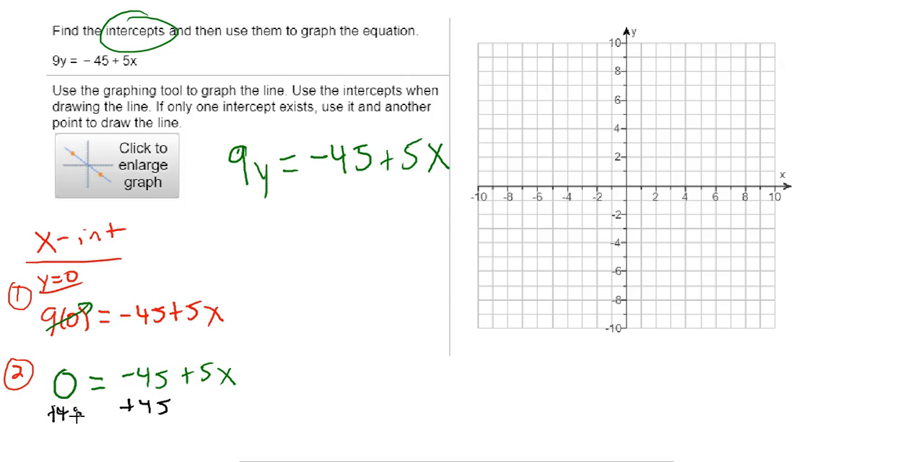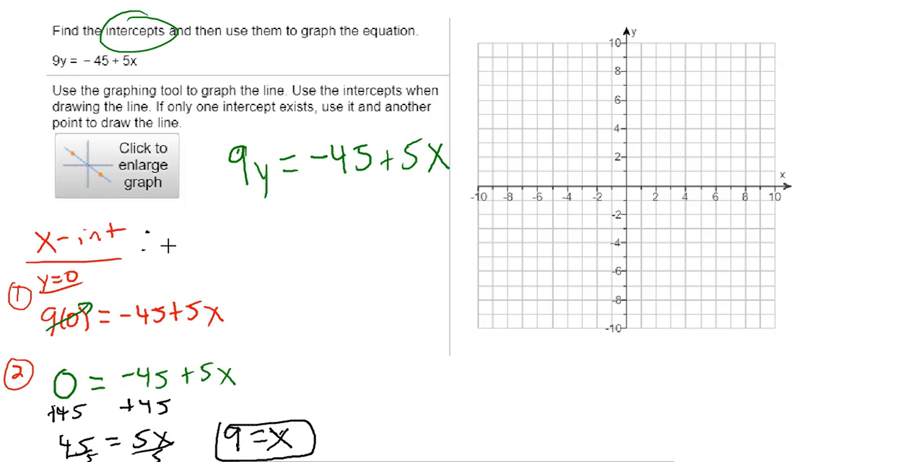So you add 45. So we'll get 45 is equal to 5x. And then we'll divide by 5 on both sides. Sorry, it's kind of hard to see. But what you should end up getting is that x is equal to 9. For some reason, my pen just doesn't want to write for me today. Okay, so x is equal to 9.